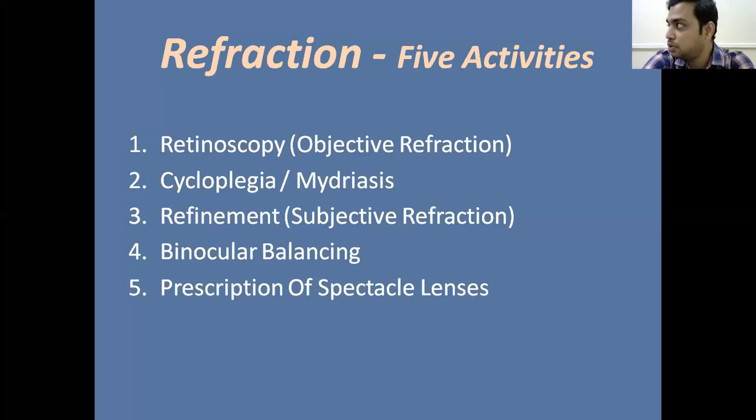So refraction is the procedure of prescribing glasses. In that we need these 5 activities. First, we have to dilate the patient with cycloplegics and mydriatics. Then we have to do objective refraction with the help of the instrument called retinoscope. Then we have to refine the findings of the retinoscopy by doing subjective refraction. Then we have to binocularly balance between the 2 eyes, and we have to prescribe the glasses. So these are the 5 activities we have to do in refraction.